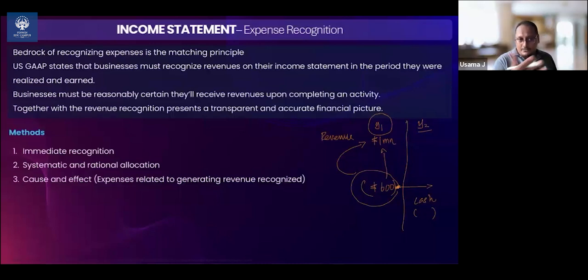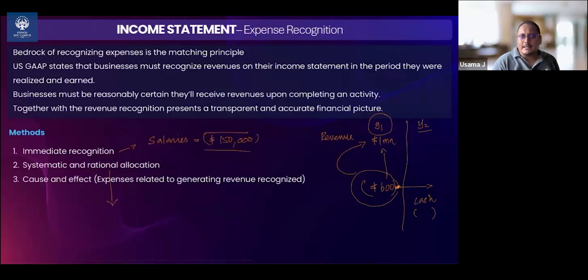What are the methods of how these outflows can therefore be recognized, for instance? Immediate recognition. Immediately, you will see your income statement recognizing it as an expense. You can have systematic and rational allocation. Where do you see systematic and rational allocation? Any thoughts? Oh, this is the easy one, right? You have, for example, salaries. You paid $150,000 salaries, you immediately recognize it in the income statement.